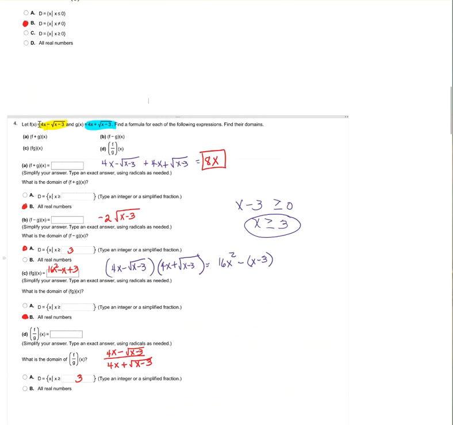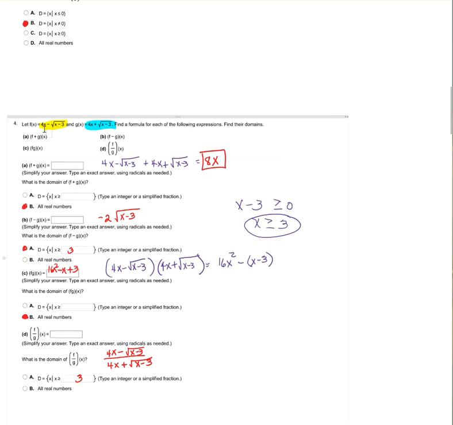Number 4, we've got 2 functions, a yellow and a blue. The difference is this one's subtracting it and this one's adding the square root function. So if we add these two together, the 4x and 4x, we get 8x. A negative one of these and a positive one, those cancel out. So we've got 8x. It wants to know the domain. Well, there's no problem with 8x. It's all real numbers.